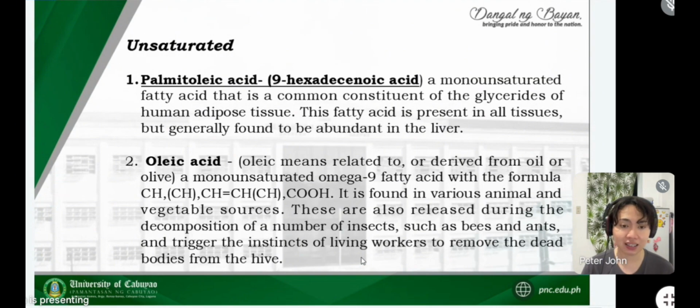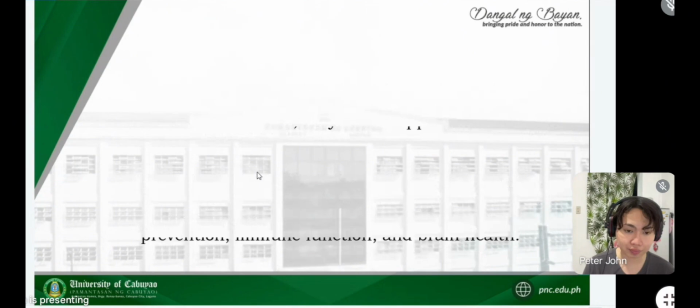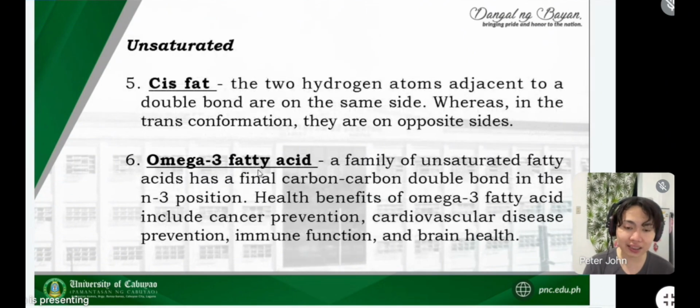So, next, first we have the palmitic acid, a hexadecanoic acid, monosaturated constituent of glycerols and fatty acid present on tissues can be found in a liver. So, sa body pa rin natin siya. So, oleic acid, so dito lang tayo sa mga common. Ito na lang. Ayan. Omega-3 fatty acid.